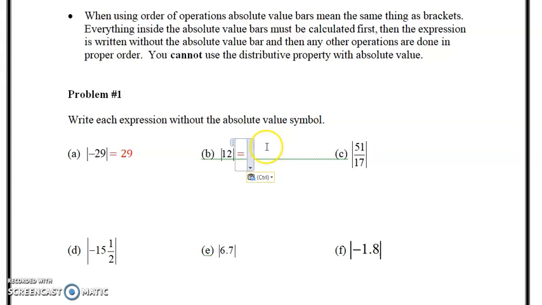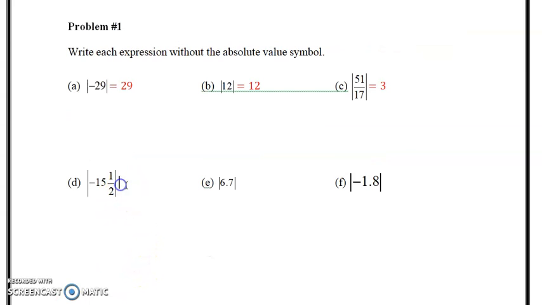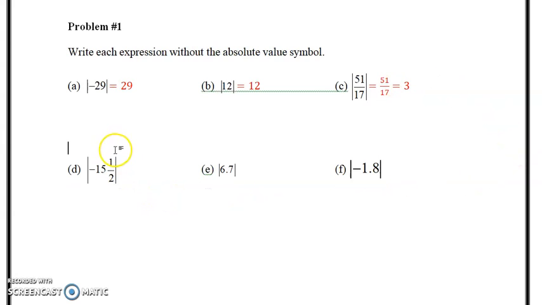The absolute value of 12 is 12. The absolute value of that would be 3, because 51 divided by 17 is 3. So it's positive 3. You may want to show 51 divided by 17, and then equal to 3. That's fine like that. That'll be okay.